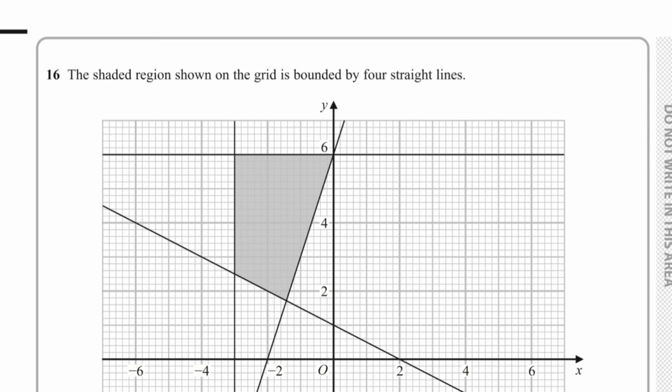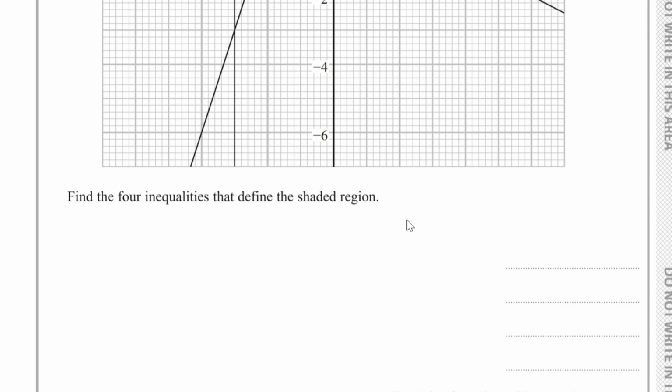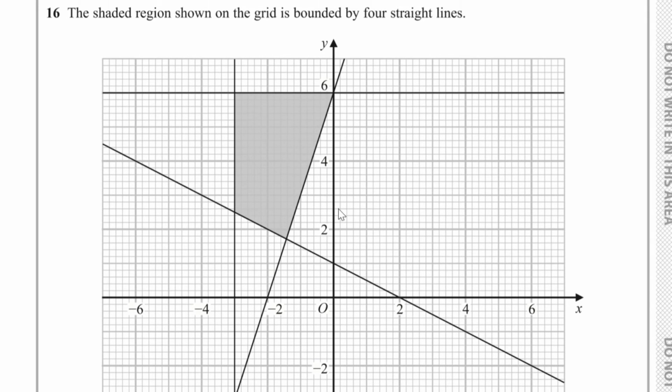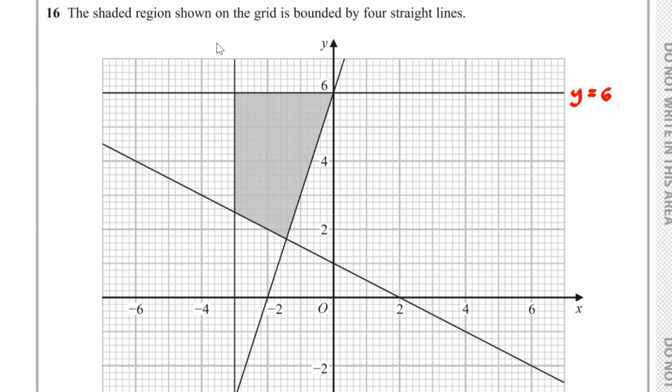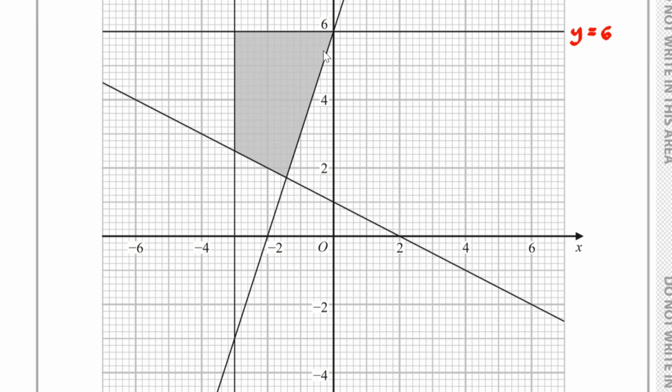Question number 16. The shaded region shown on the grid is bounded by 4 straight lines. We have to find the 4 inequalities that define the shaded region. Well, first of all, here we've got the line of y equals 6. We've got the line here, which is x equals minus 3. Then we've got the line here.